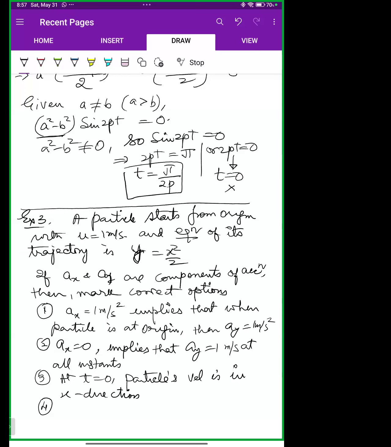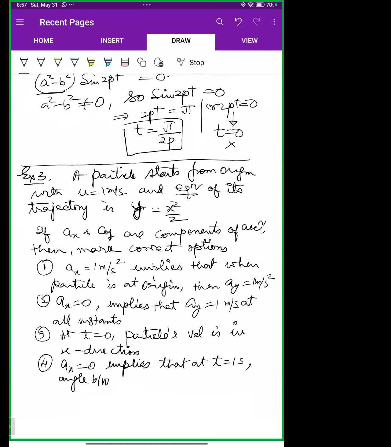Then the fourth option says ax equal to 0 implies that at t equal to 1 second, the angle between the particle's velocity and x-axis is 45 degree. These are the four options given.